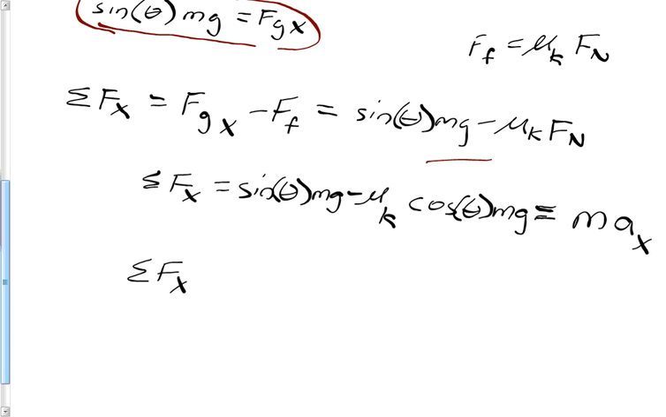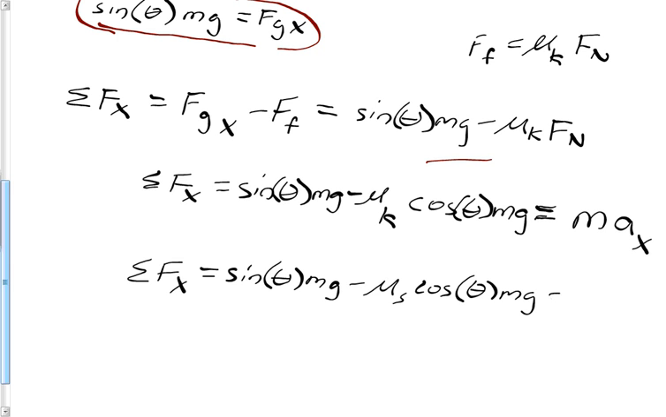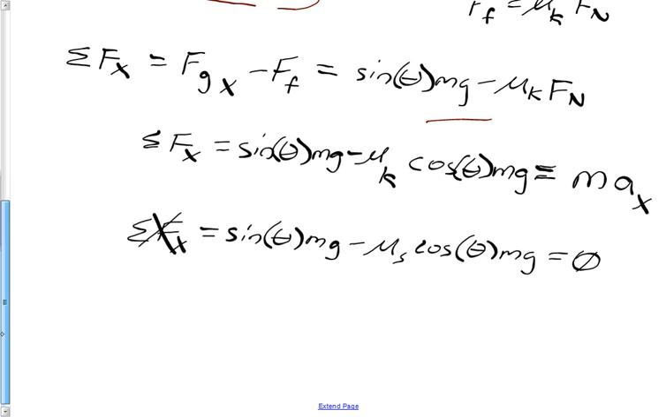Sum of forces in the x direction is equal to sine theta times mg minus mu s times cosine theta mg is equal to 0. So I'm talking about static friction. It's not sliding. It's not moving. Because it's not accelerating, right? The ma is 0. The acceleration is 0. Therefore, the whole thing's equal to 0. Again, I just need that to start this whole business.